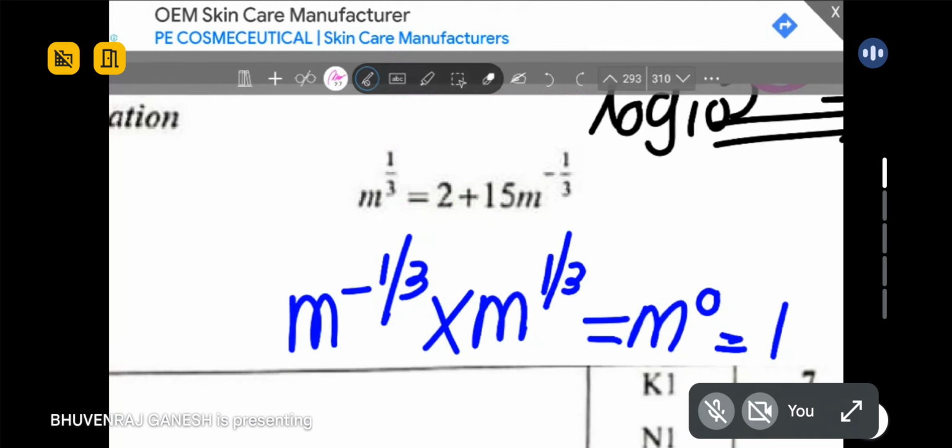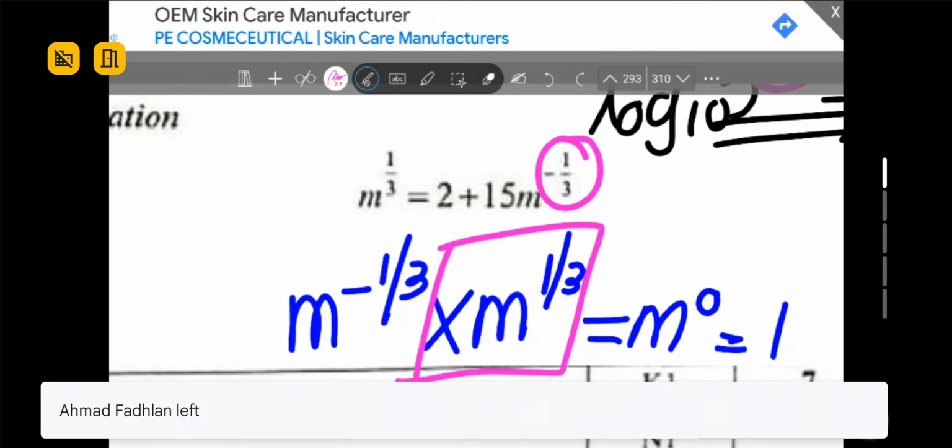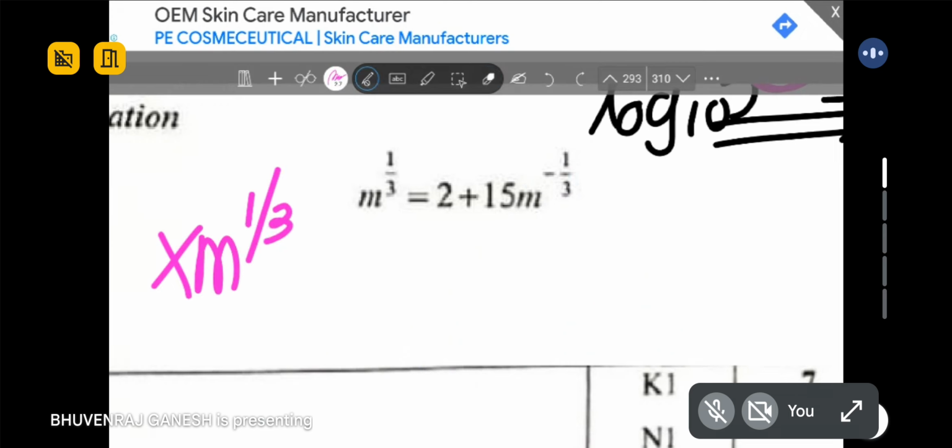I am timesing by m power 1 over 3 so that I can get rid of this negative power. Saya nak hapuskan kuasa negatif. So it means that I just times the whole equation by m power 1 over 3. Okay, saya darab seluruh persamaan dengan yang ni.